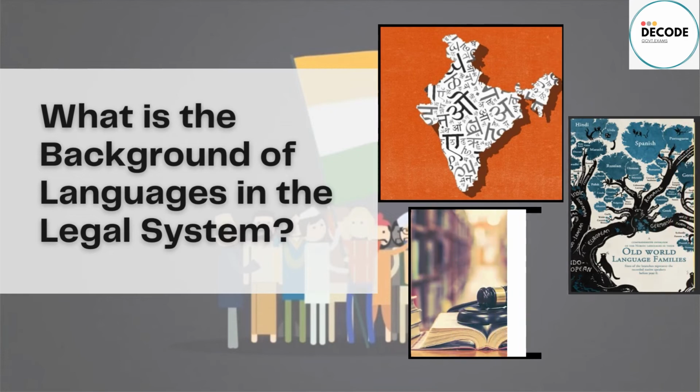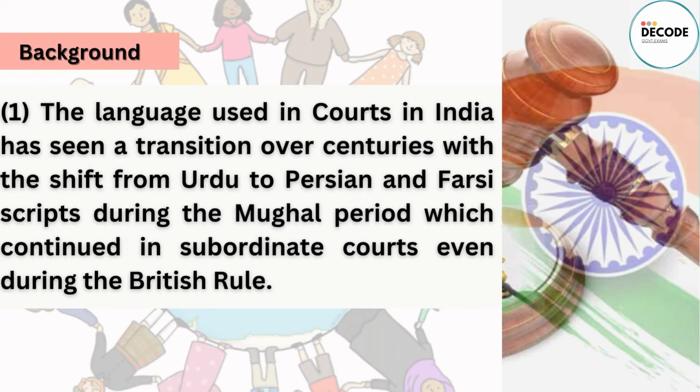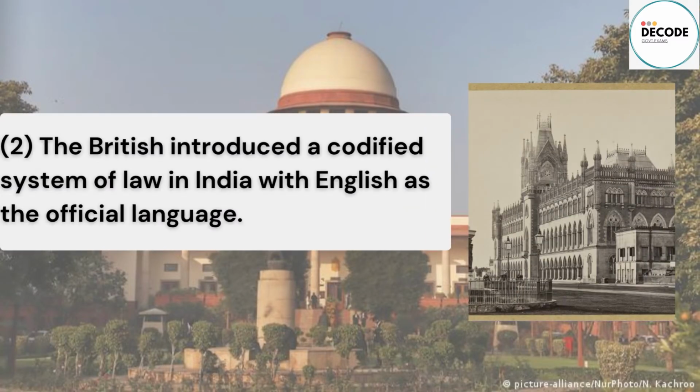What is the background of languages in the legal system? The language used in courts in India has seen a transition over centuries, with the shift from Urdu to Persian and Farsi scripts during the Mughal period, which continued in subordinate courts even during the British rule. The British introduced a codified system of law in India with English as the official language.